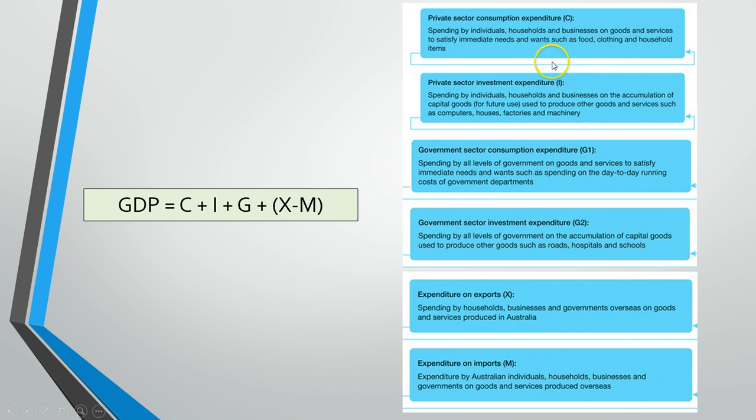I stands for investment. So investment expenditure. So what are we spending our money on that are investments, such as computers, houses, factories and machinery that can go towards producing other goods and services. G stands for government expenditure. Now it's broken up into G1 and G2 here, but I'm just going to leave it as G. G1 and G2 cover all of the G sector. So it's spending by the government, whether that's going towards our roads, healthcare, education, things like that.